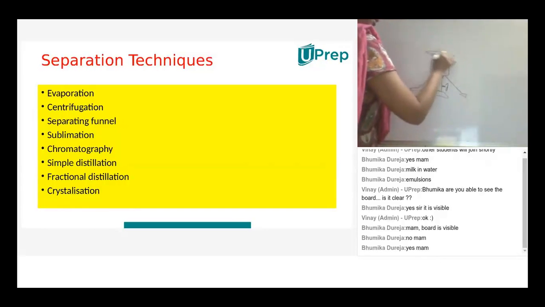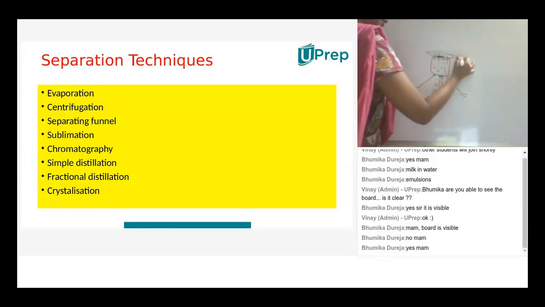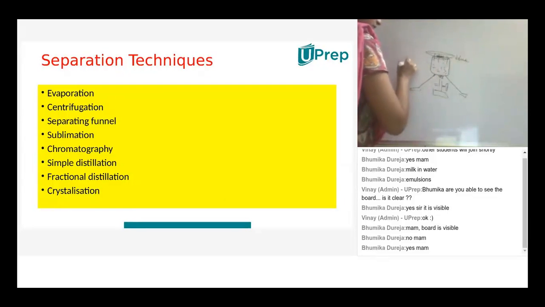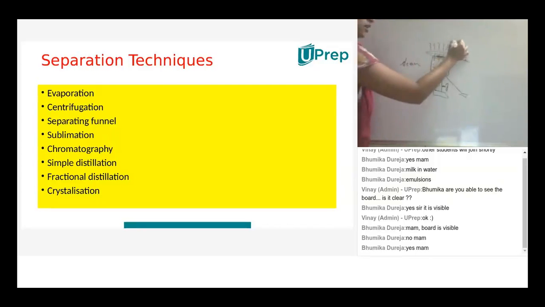Okay, we place the watch glass here. On the watch glass, we'll place the blue dye. We'll use steam. We won't heat directly because it will undergo charring. So we'll go with the steam, so that when the steam evaporates, we will see the solvent evaporate.